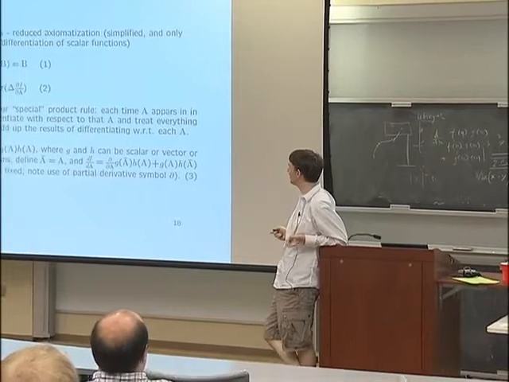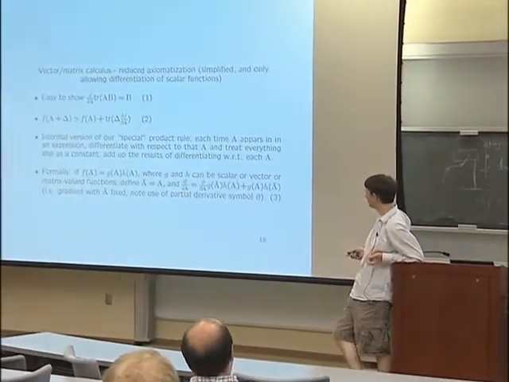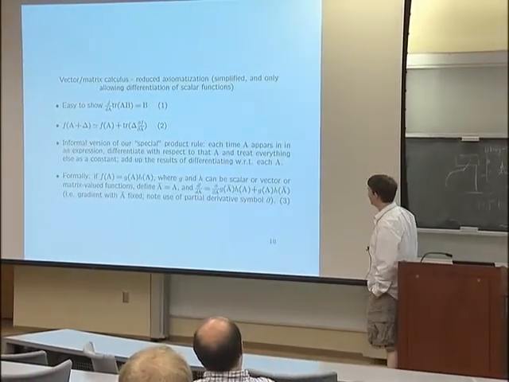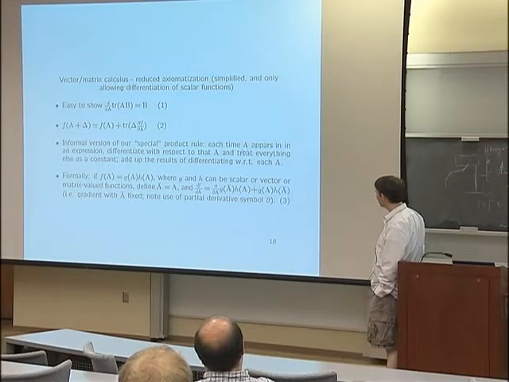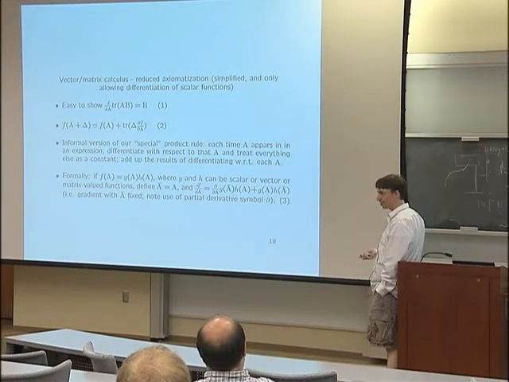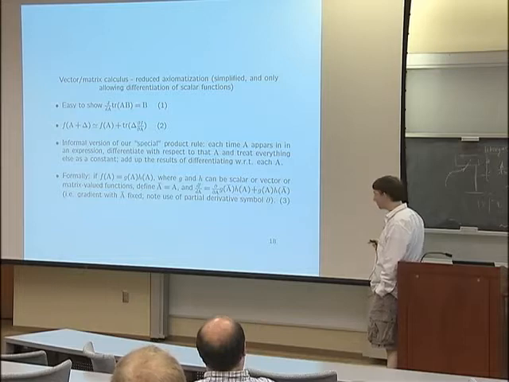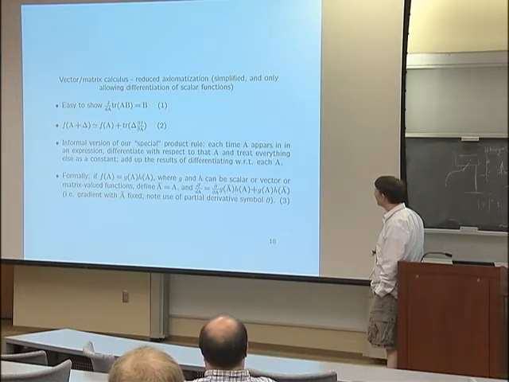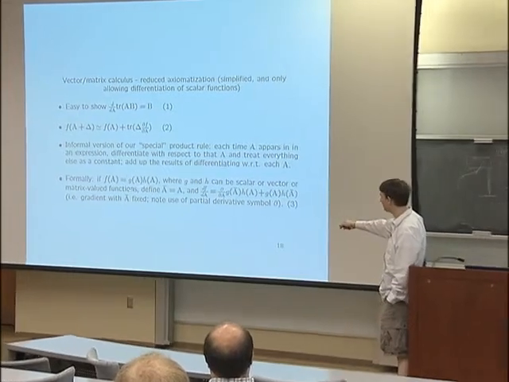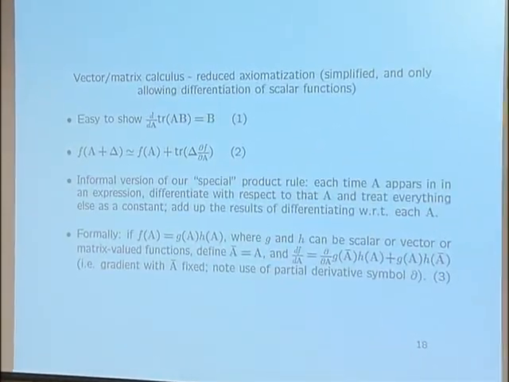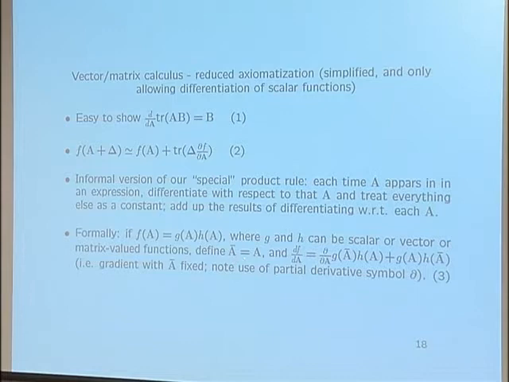So I'm using a simpler way of doing this, which just says that each time A appears in an expression and we're differentiating with respect to A, we differentiate with respect to that A and treat everything else as a constant. Now this is my attempt to formalize this. It says that if f of A equals g of A, h of A, where g and h can be scalar or vector or matrix valued functions. The notation here implies that they're scalar, but they don't have to be scalar. We define A bar as A.